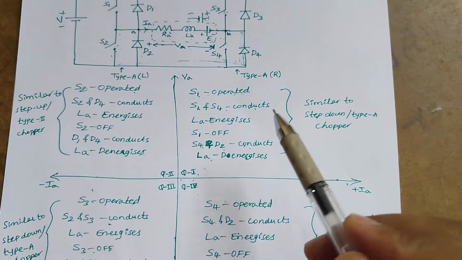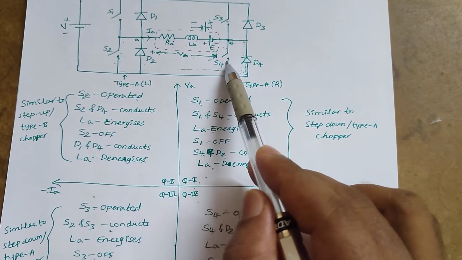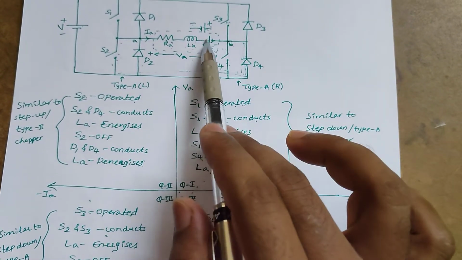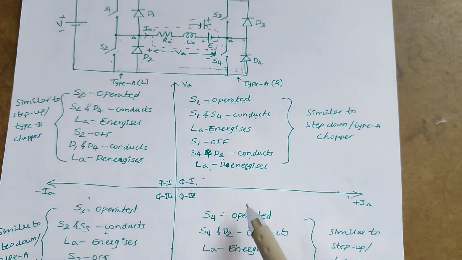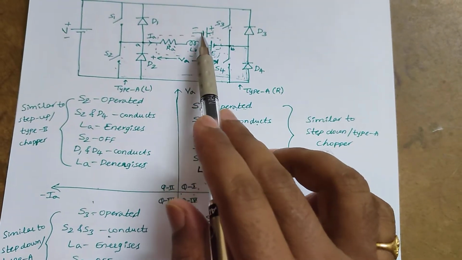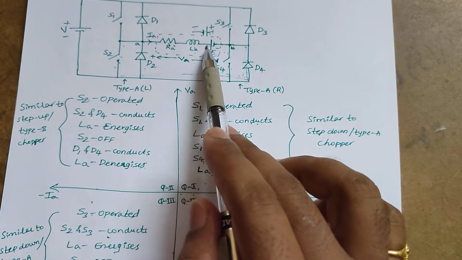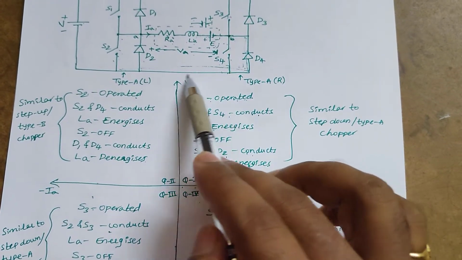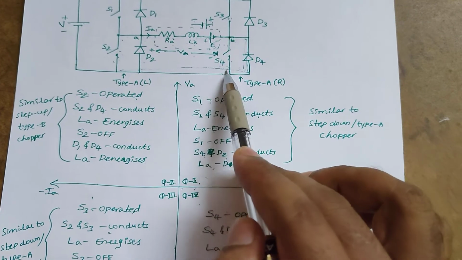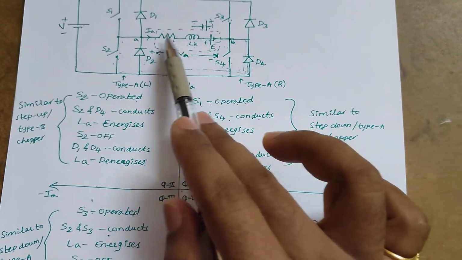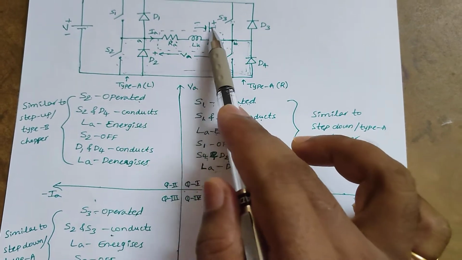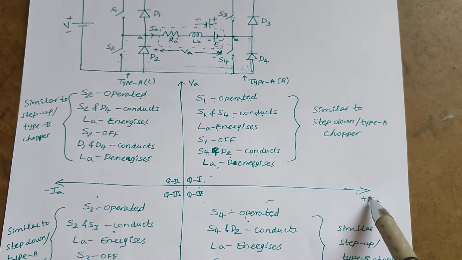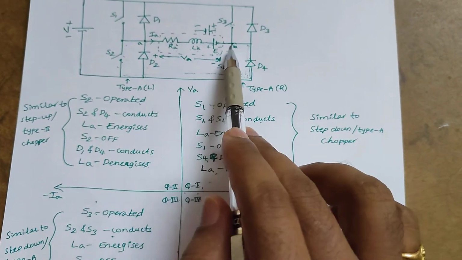When S4 is operated, it is not like a normal motoring operation. Now it is entering into the braking mode, where the load acts like a source. By turning on S4 and diode D2, the inductor will charge in the positive direction with these polarities of the back EMF. The inductor is charging in the positive direction, which means the current is positive.